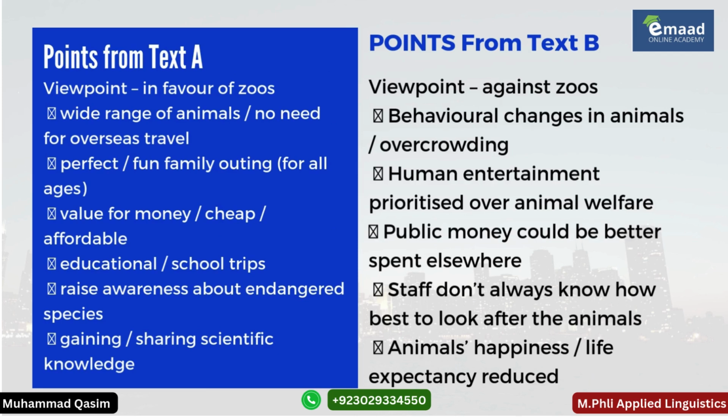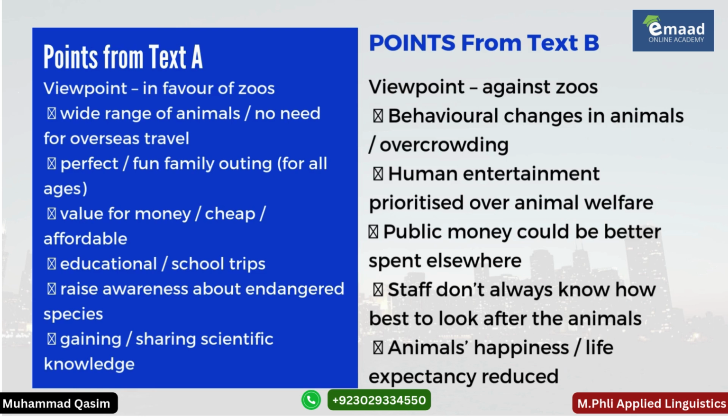So points from reading text A. The viewpoint overall in text A is in favor of zoos, and the arguments or opinions that the person gives are wide range of animals, no need for overseas travel, perfect, fun family outing for all ages, value for money, cheap, affordable, educational like school trips, and it raises awareness about endangered species, gaining and sharing scientific knowledge, research. It provides an opportunity for. These were the key points that were extracted from the reading text A.